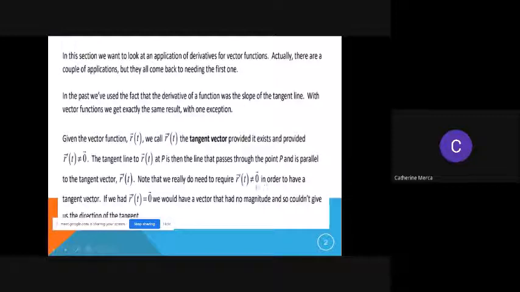So dapat ang r prime of t is not equal to the 0 vector so that you can have your tangent vector. Because when you have r prime of t equal to the 0 vector, then you would have a vector that had no magnitude. So you cannot have the direction of the tangent.